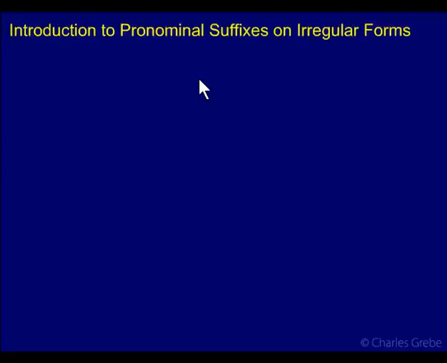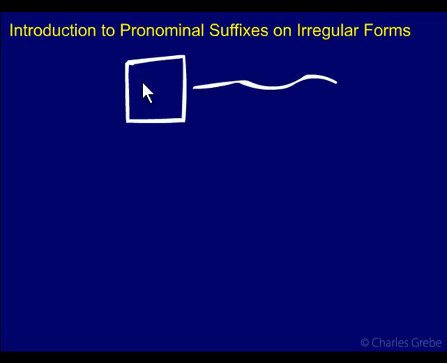Introduction to Pronominal Suffixes on Irregular Forms. In the last chapter we looked at pronominal suffixes on nouns. So we had a noun, if that represents our noun, and then a box, our pronominal suffix on the end. We had two sets, if you remember. Our first set of pronominal suffixes were for singular nouns, both masculine and feminine, same set.